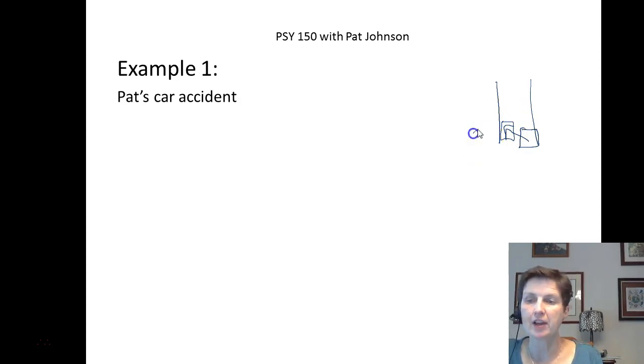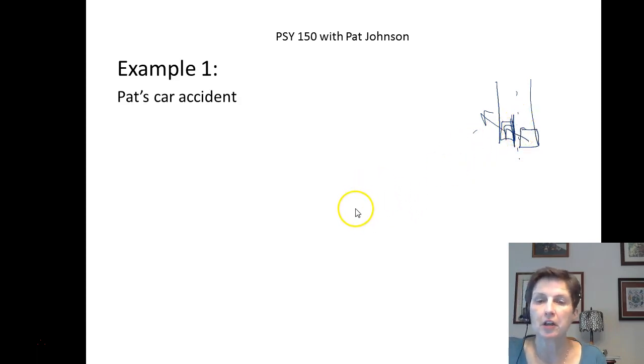And my car was thrown into the median. I ran over a sign, and the whole right side of my car was taken out. So it was a pretty serious accident. Now, right before that accident, I saw the car coming over out of the corner of my eye. So let's take a look at this and let's diagram it.